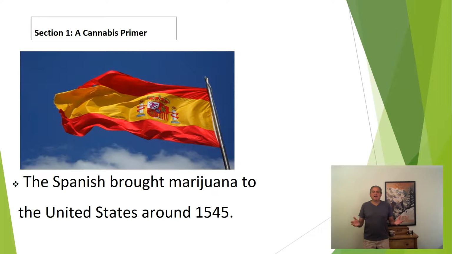In the United States, cannabis has a fascinating history. The Spanish brought marijuana to the United States around 1545, and hemp quickly became a popular crop. The Jamestown colonists were ordered by the British to grow hemp in 1619, and then about a decade later, Massachusetts and Connecticut landowners were required to plant hemp as well.